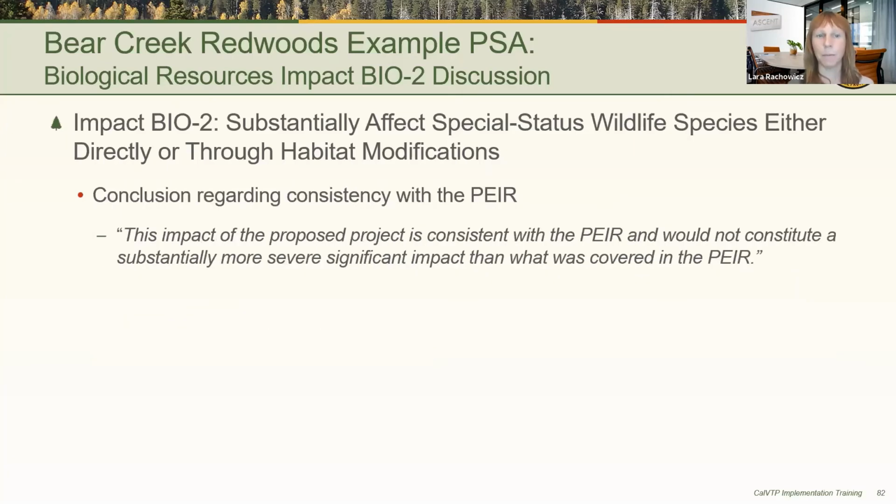The last step of the impact discussion is to make a conclusion regarding consistency with the PEIR. In this case, the conclusion states that the impact on special status wildlife is consistent with the PEIR and would not constitute a substantially more severe significant impact than what was covered in the PEIR. This conclusion was stated for each species or group of species in the PSA analysis. Next slide.